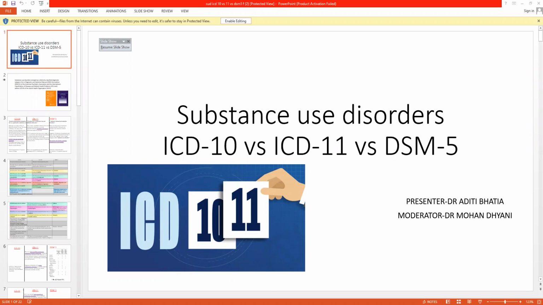In DSM-5, the categories recognized are substance use disorder, substance intoxication, and substance withdrawal. While in alcohol, DSM-5 recognizes alcohol use disorder, alcohol intoxication, and alcohol withdrawal. But in caffeine, it does not recognize caffeine use disorder. It only recognizes caffeine intoxication and caffeine withdrawal.